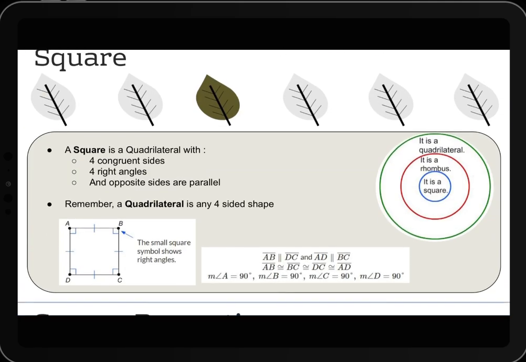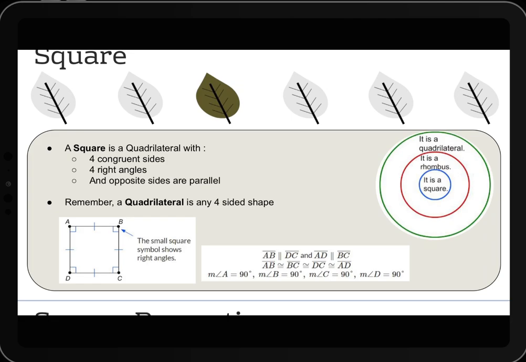Now let's take a look at the square. Now the square is an almighty quadrilateral because, as you can see, it's a smaller circle. It's concentric, meaning that it completely has the same exact center as the other circles. It's contained within. That means that all the properties of a rhombus and all the properties of a quadrilateral a square possesses, right? So a square is going to be a parallelogram. It's going to contain the properties of both a rectangle and a rhombus and all the properties of a quadrilateral.